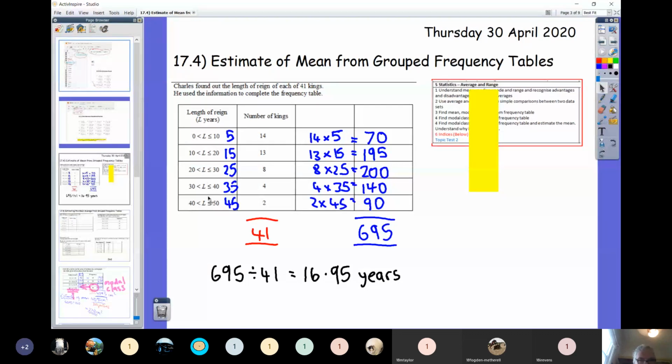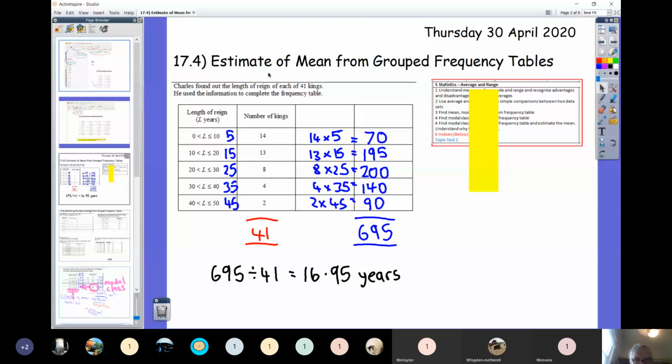So let's think about it. We've got 14 kings who reigned for between 0 and 10 years. Now, how long did they actually reign for? We just don't know. Okay, so the best we can do is take an estimate. And that's why it's called an estimate of the mean.